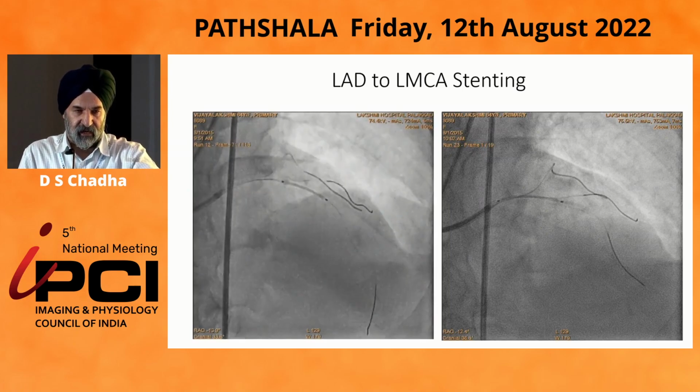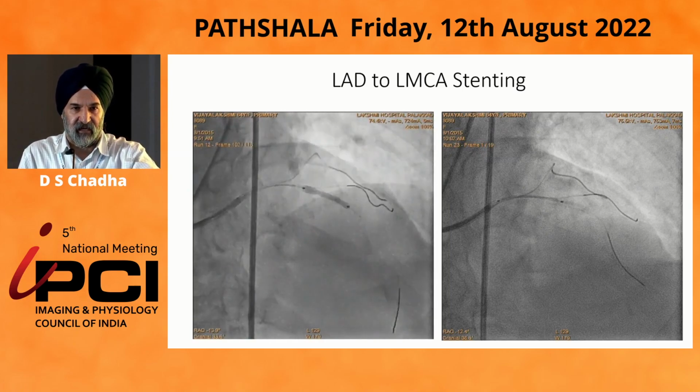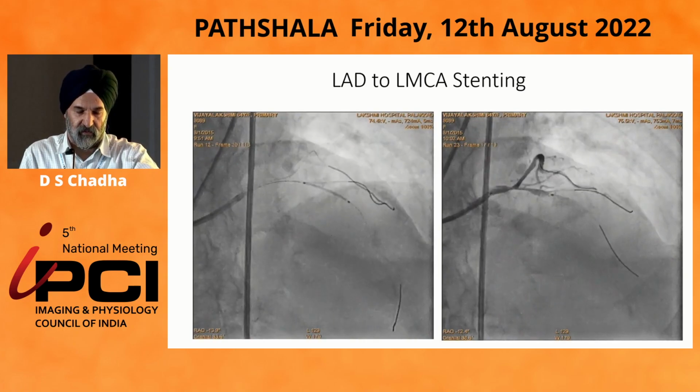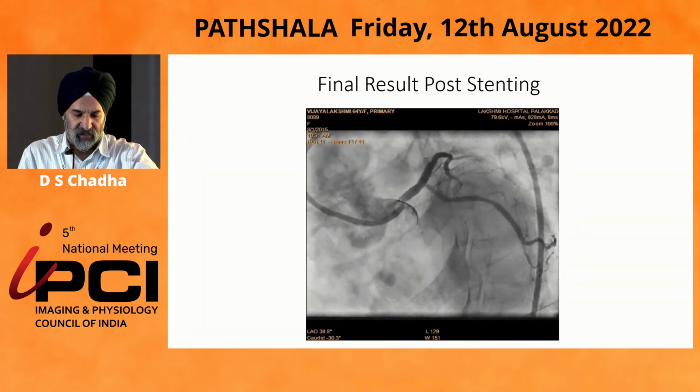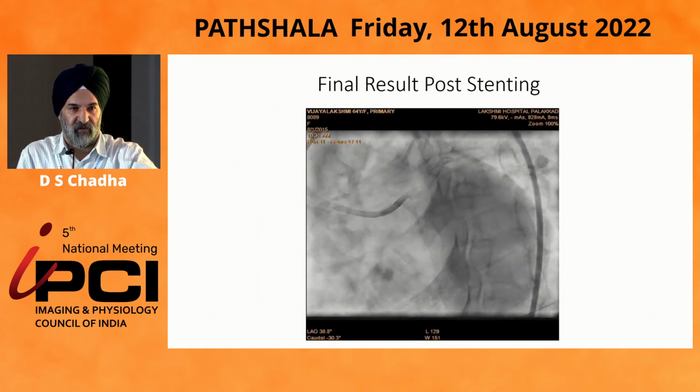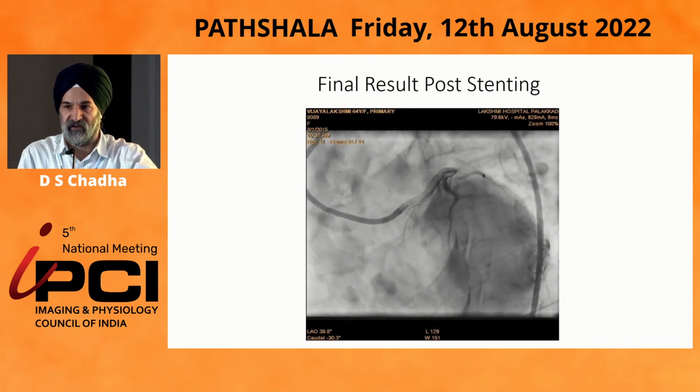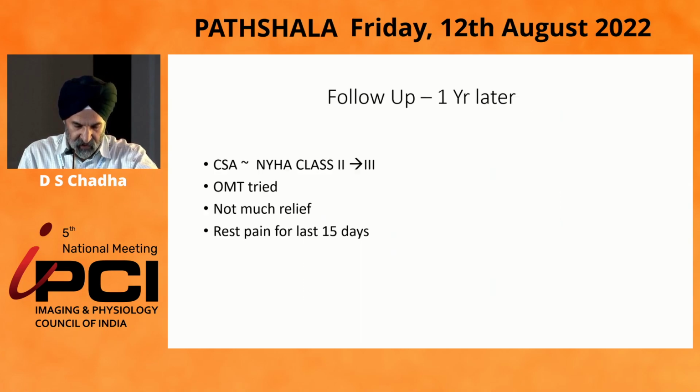So we went ahead and stented the LAD and then put an additional stent from the LAD to the left main. This was post-dilated. There was slight plaque shift into the circumflex, but we were happy with the result. We didn't want to go back and finish with a KISS, so we let it be.